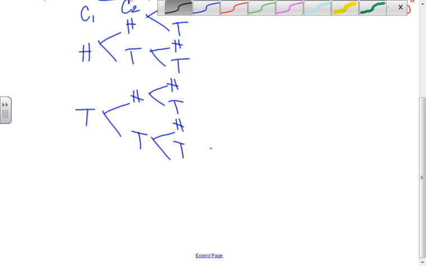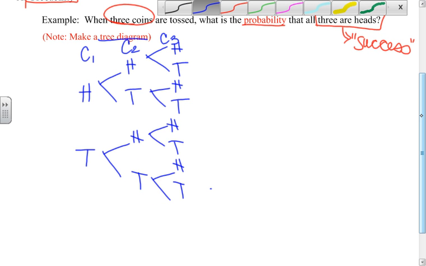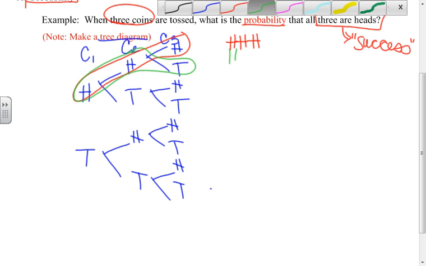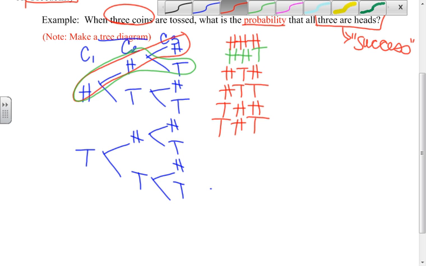But by making a tree diagram like this, I'm sure that I get every possible combination. So what do I really have here? I have one option of getting heads, heads, heads. I have another option of getting heads, heads, tails. And I'm going to work my way through my tree listing all of my possible options. Heads, tails, heads; heads, tails, tails; tails, heads, heads; tails, heads, tails; tails, tails, heads; tails, tails, tails.